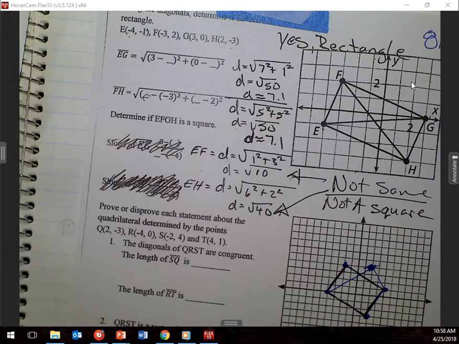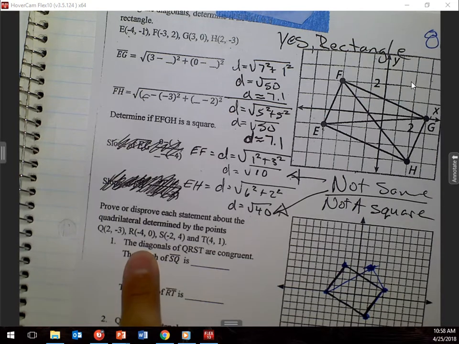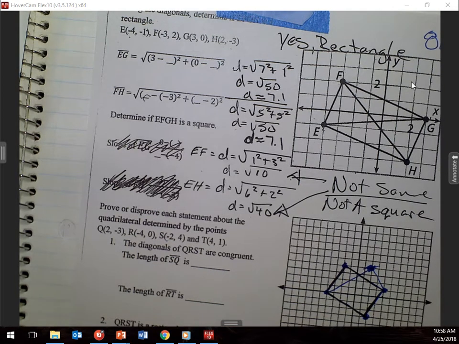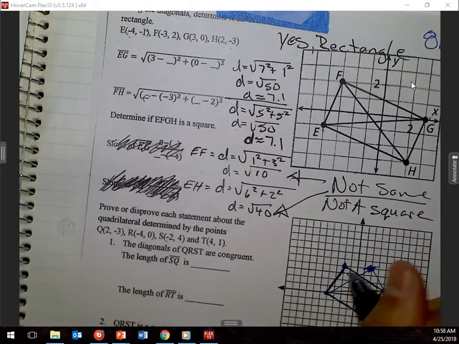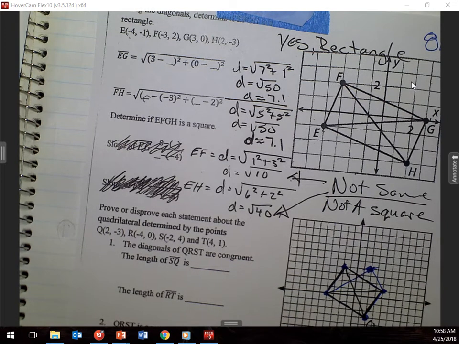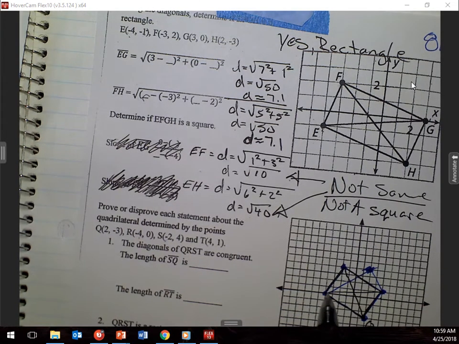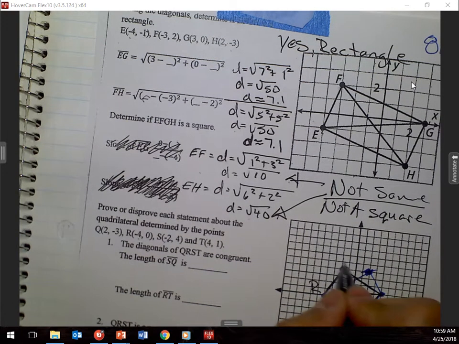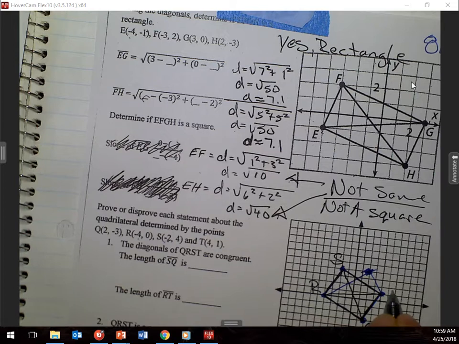All right. So it says right here, we're going to prove or disprove: diagonals of this are congruent. So that means we need to draw a diagonal. Make sure we label this. 2, -3 is Q. -4, 0 is R. -2, 4 is S. And T is 4, 1. There you go. Alright, so let's do the diagonals.